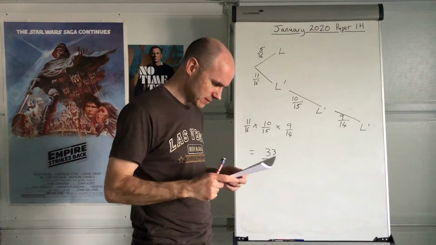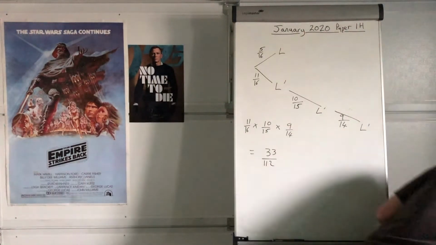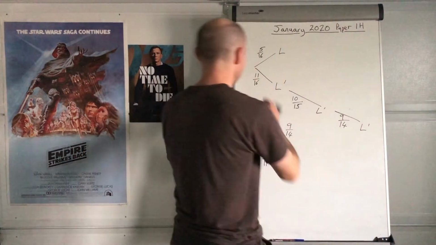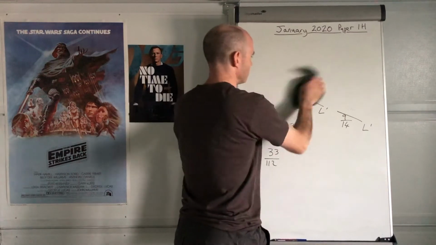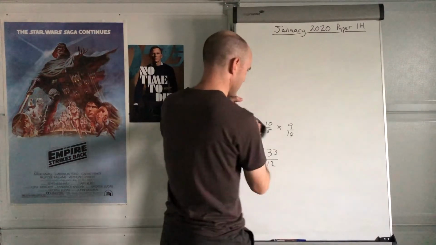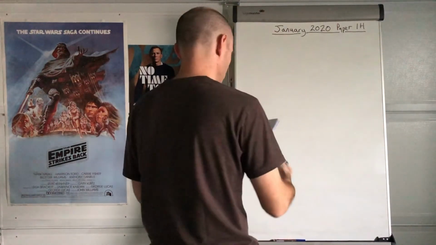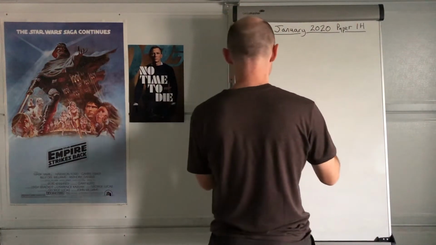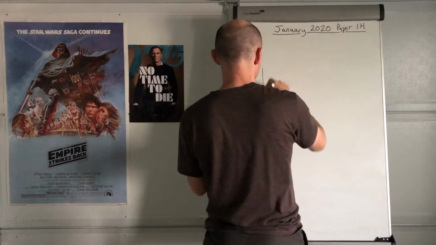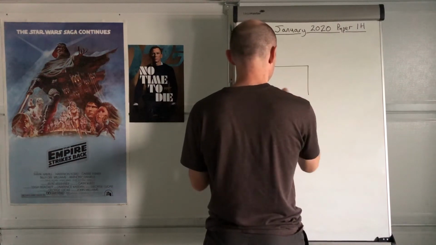Question number 19. Yeah, it's trigonometry, but with a 3D shape. This confuses people sometimes. This is actually an easy-ish question. So what you need to do is locate the angle that you need.